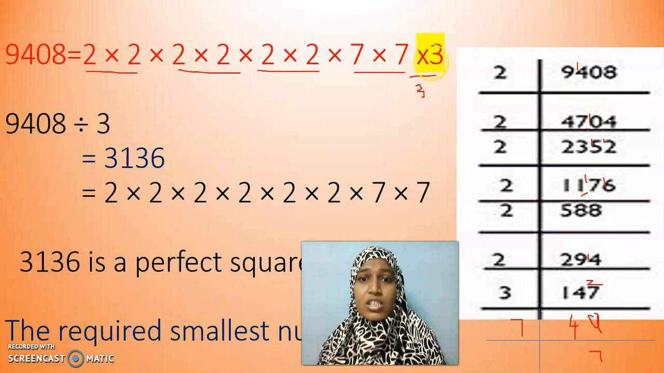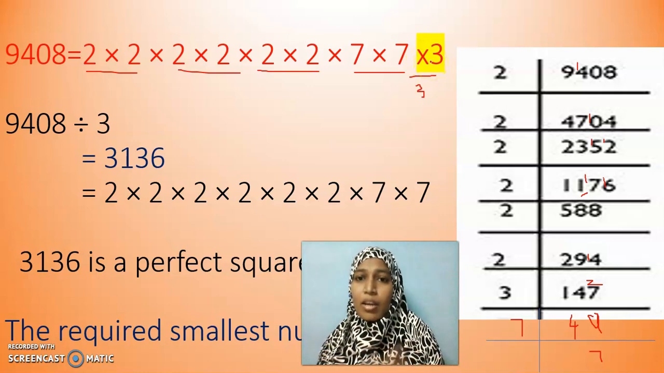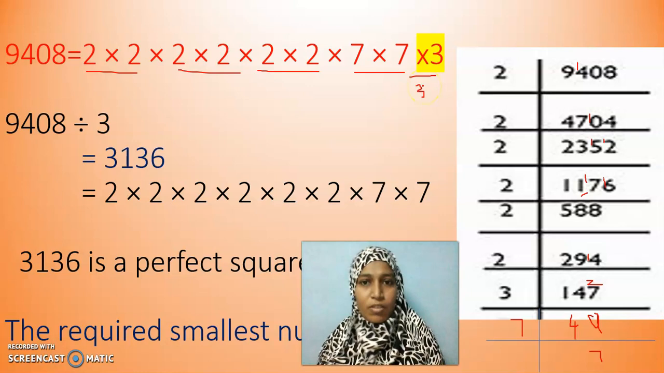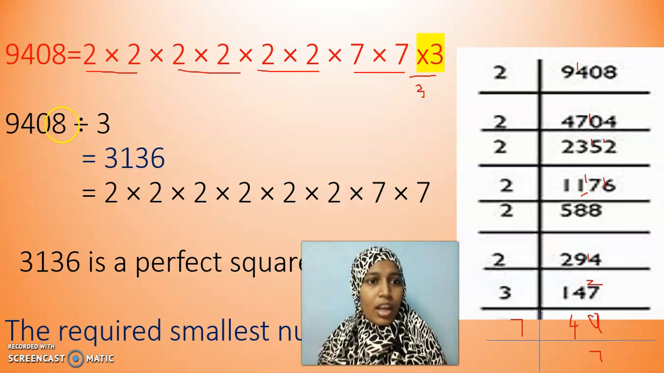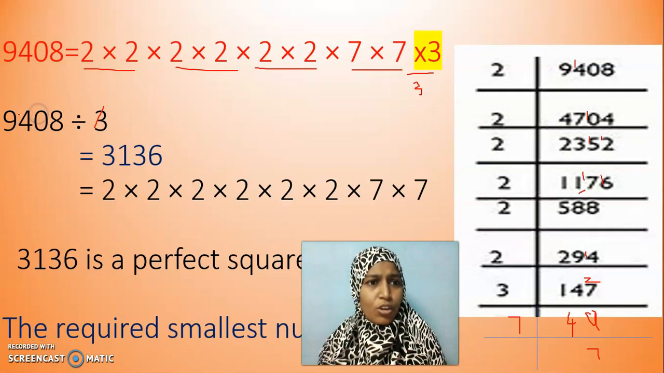The one which is not occurring in pair should be taken as a factor that has to be divided. Is it clear? So I divide this 9408 by 3. It's very simple, cancellation itself. No need to go in for long division, you just cancel it.